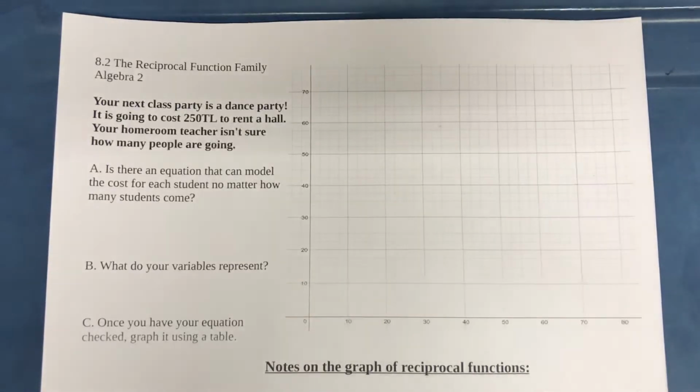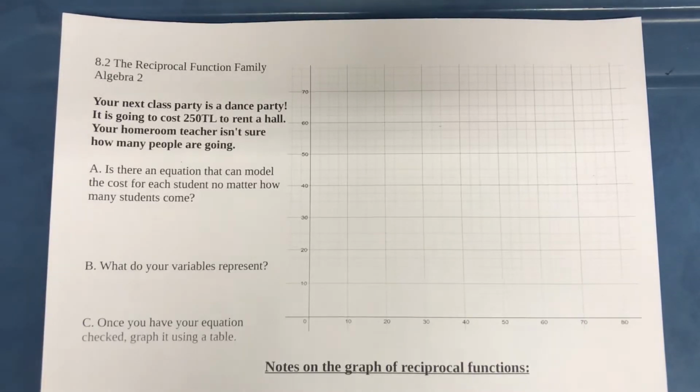Okay, so your next class party is a dance party. It is going to cost 250 lira to rent a hall. Your homeroom teacher isn't sure how many people are going, so we want to know, is there an equation that can model the cost for each student no matter how many students come? So the students are paying for this hall, so if 10 come, 15 come, 20 come, we want to know how much money they would each pay.